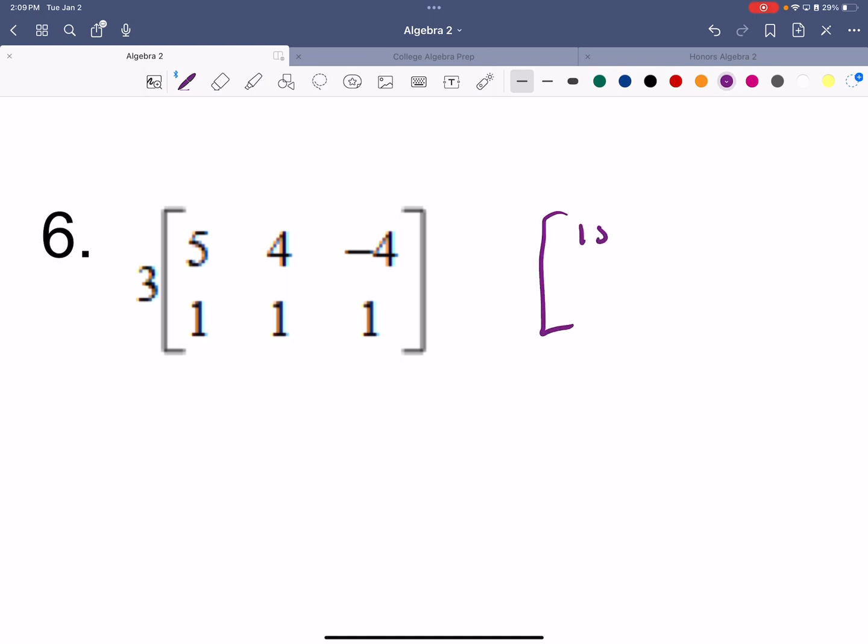So 15, 12, negative 12, 3, 3, 3. Any questions with that one?